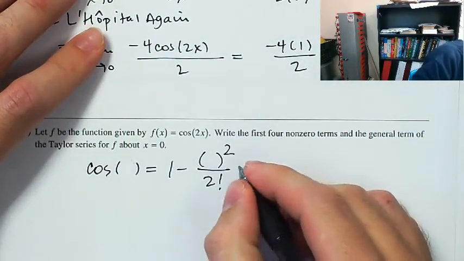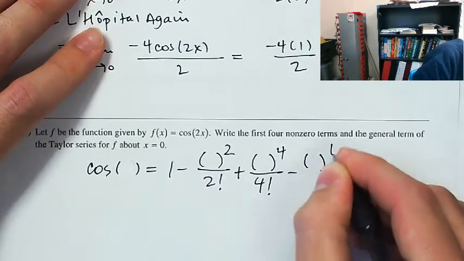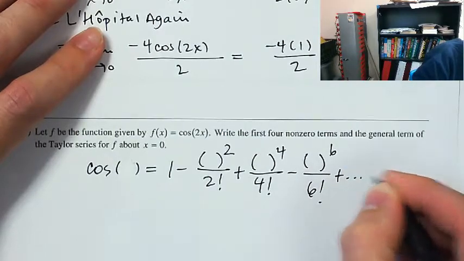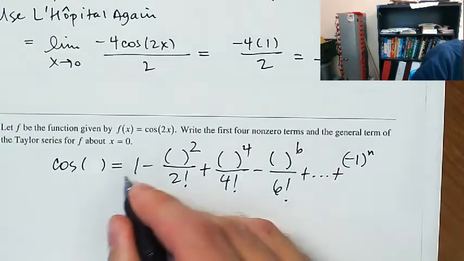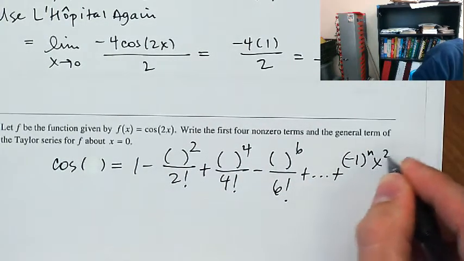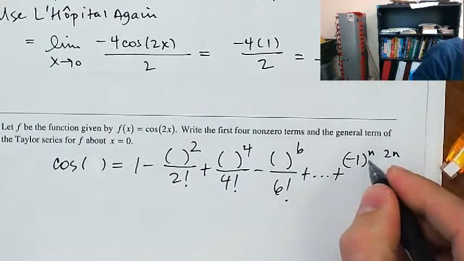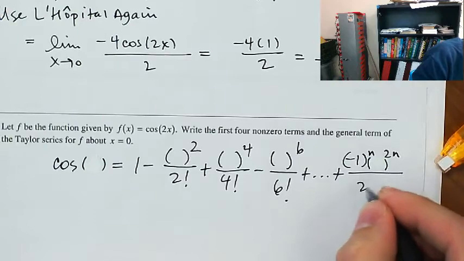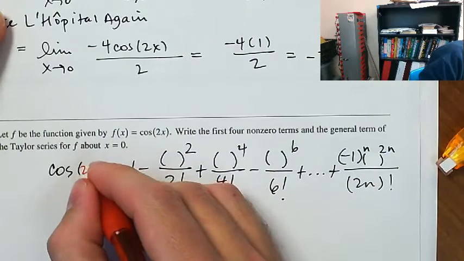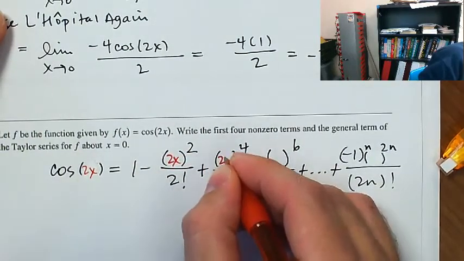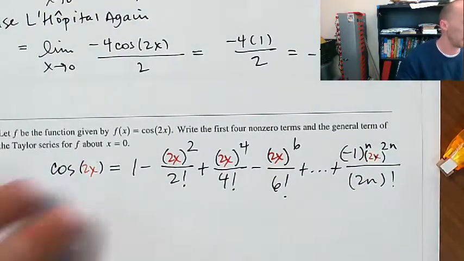1 minus x squared over 2 factorial, plus x to the 4 over 4 factorial, minus x to the 6 over 6 factorial. The general term is negative 1 to the n, because that's the 0th term, x to the 2n, pardon me, meant to just put blank parentheses in there, divided by 2n factorial. And so when I go to write cosine of 2x, I fill in with 2x. Okay, and that's going to get me all the credit I need, right?